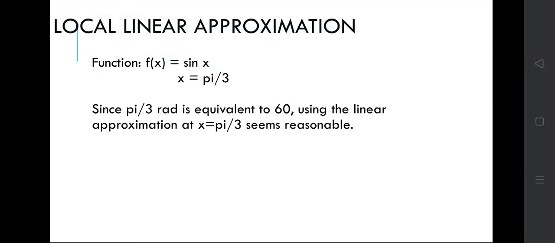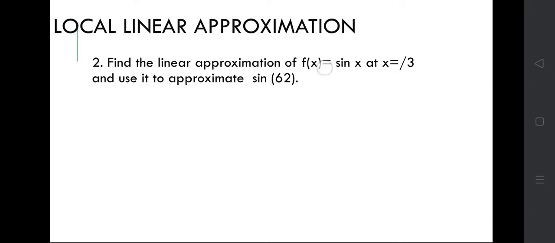So since pi over 3 rad is equal to 60 degrees, dito tayo pala nag-apply ng conversion between rad and degrees. So the pi over 3 rad in degrees is equal to 60. So using the linear approximation at x equals pi over 3 seems reasonable if we use the value of 60. Saka malapit ang 60 sa 62, which is yung hinahanap natin.